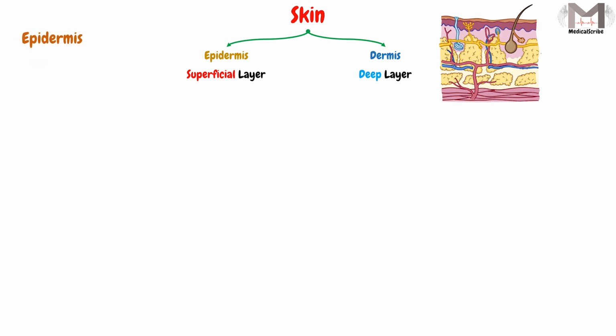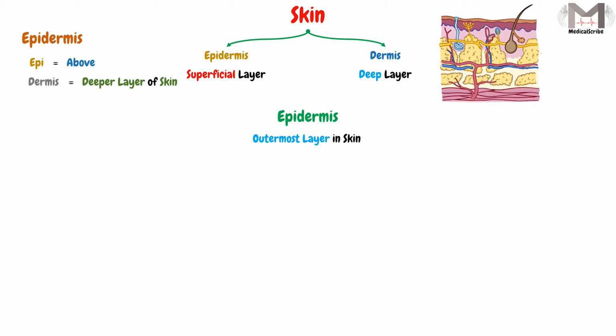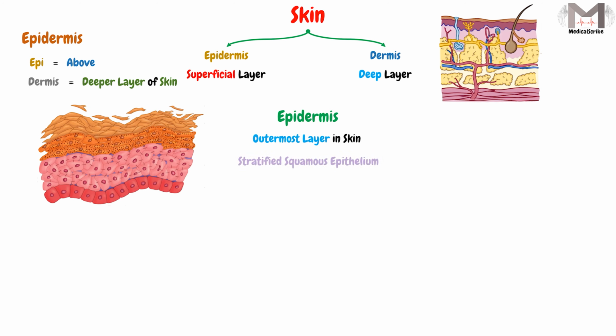The epidermis, from its name, is composed of two words: epi, which means above, and dermis, which is the deeper layer of the skin that's found under the epidermis, as we said. So from all that, we can conclude that the epidermis is the layer of skin that's found above the dermis. So it is the outermost layer in the skin, which is stratified squamous epithelium.